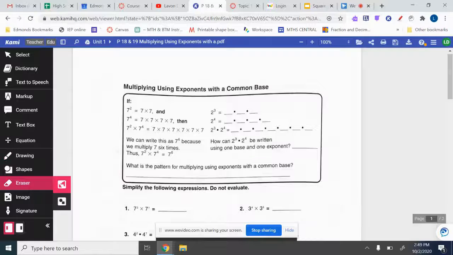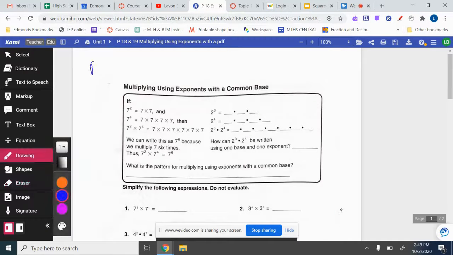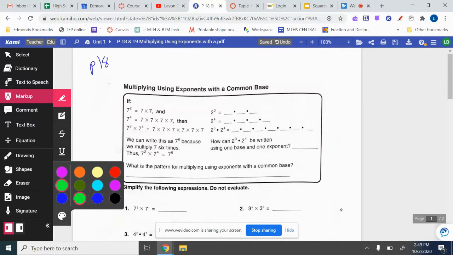We're doing page 18 and page 19 today. So what we're going to be doing is multiplying, and they say it really nicely here, multiplying using exponents with a common base.